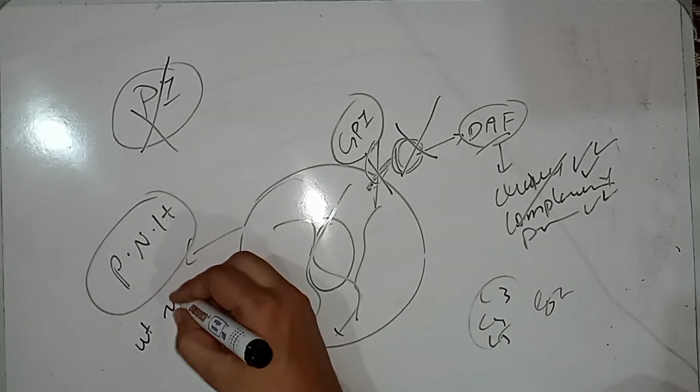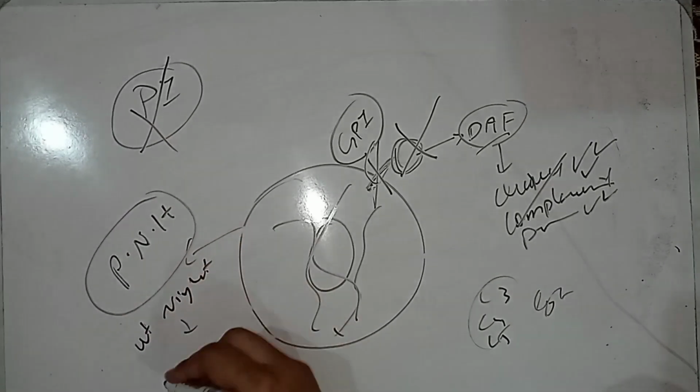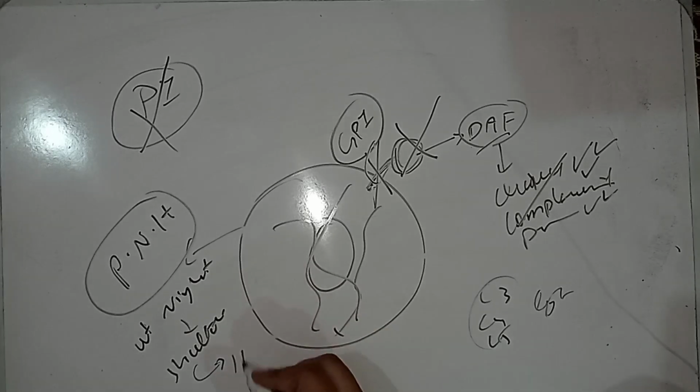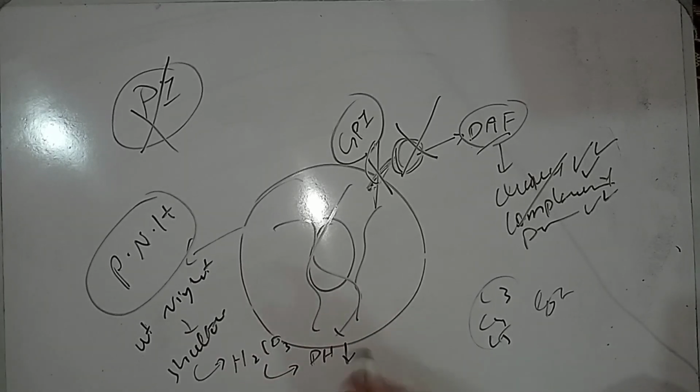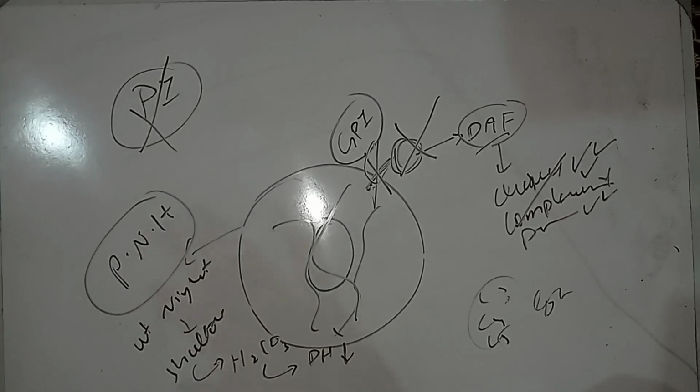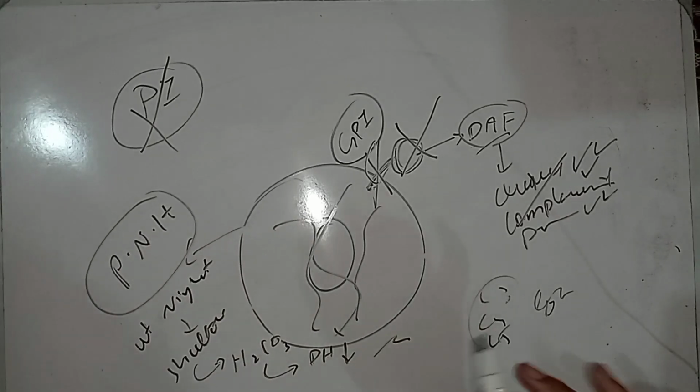It usually happens at night because at night there is shallow breathing. We breathe shallow at night, so a patient breathes shallow. As a result, H2CO3 accumulates in the body, due to which pH falls. This decrease in pH activates complement and leads to the lysis of RBCs. Okay, so this is the principal role of phosphatidylinositol.